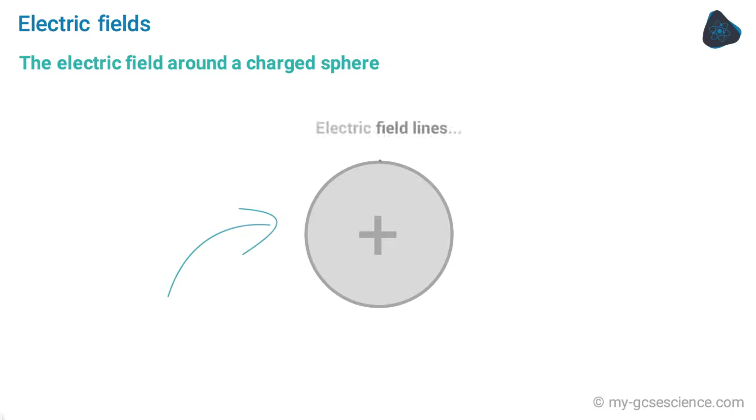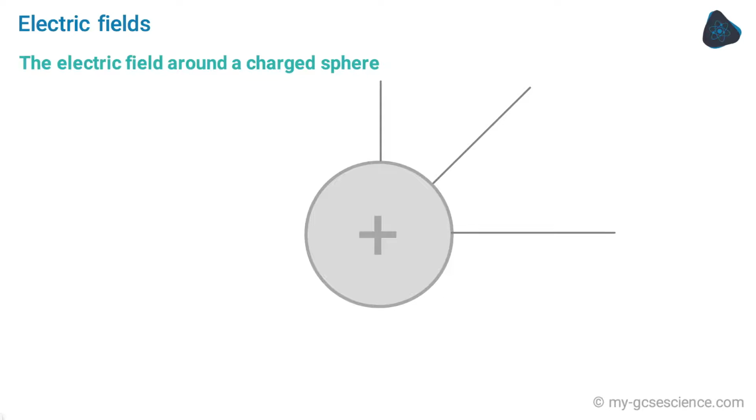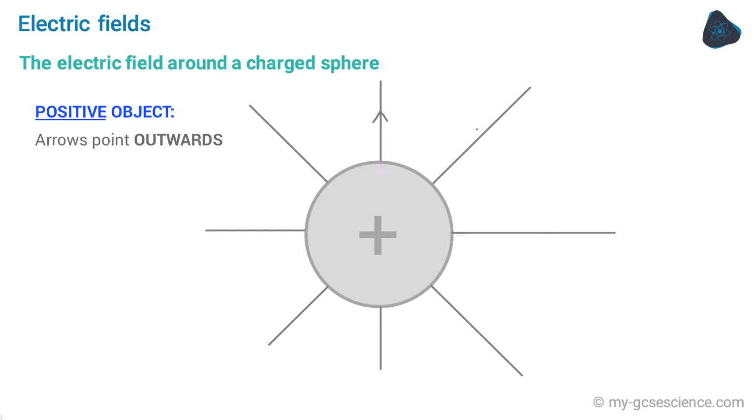We can draw electric field lines around it to show us what its electric field looks like. Starting off from the surface of the sphere, the field lines will point outwards from its centre, like this. When the object is positively charged, you should draw arrows pointing outwards onto each field line, like these. Now, if the object is negatively charged, these arrows should point inwards.